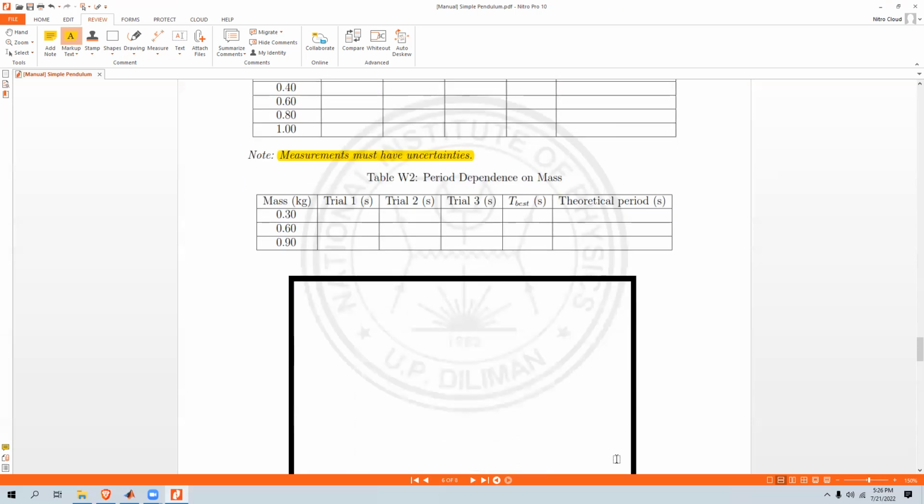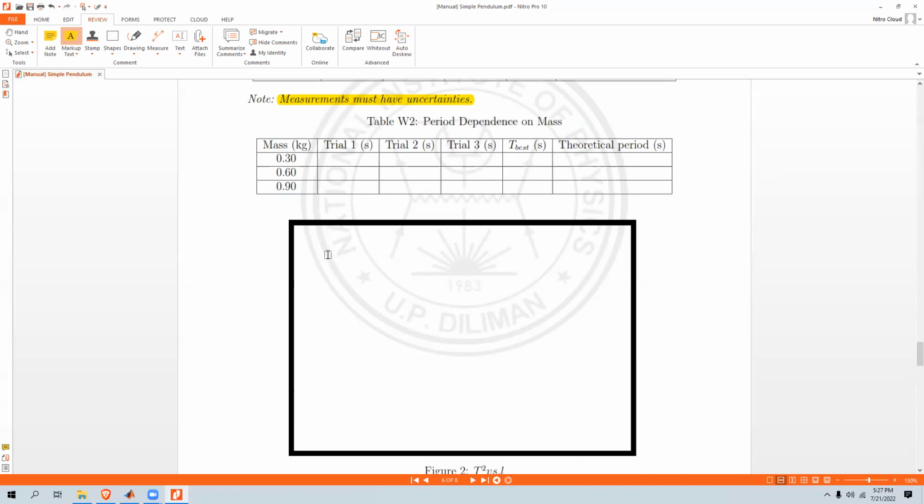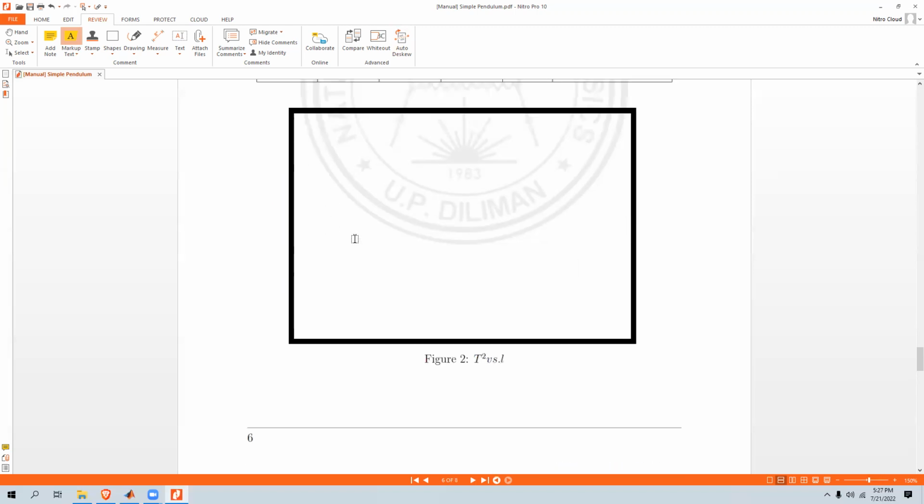And next, you have your period dependence on mass. So again, you'll do the same as what you did in table W1, but this time you vary the mass and fix the length. So you also have here your figure 2, which is the plot of T squared versus L. So note that the square is important here. So take note of that.